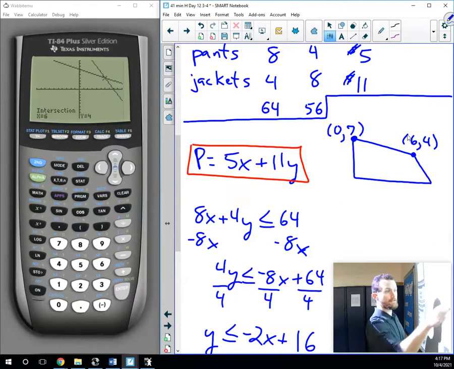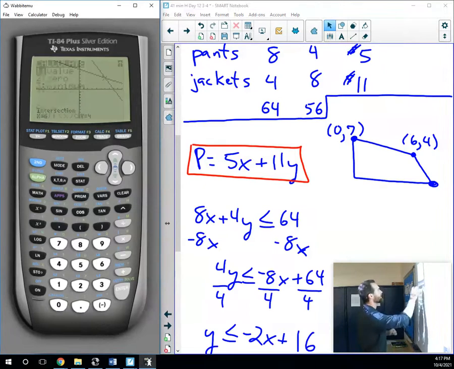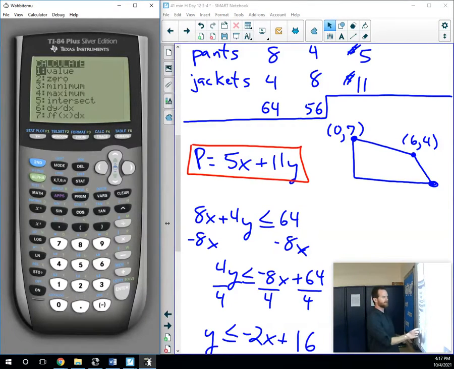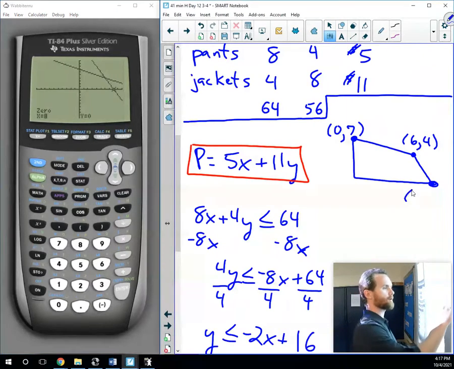And then this last vertex right there is a real root, also known as an x-intercept, also known as a zero. So second, calculate, the number 2 for zero. Now let's make sure we're on the right function. So enter for left bound, move to the right of our real root, past the x-axis, hit enter again, one more time because we don't care about guessing, and it gives us the real root of 8, 0.